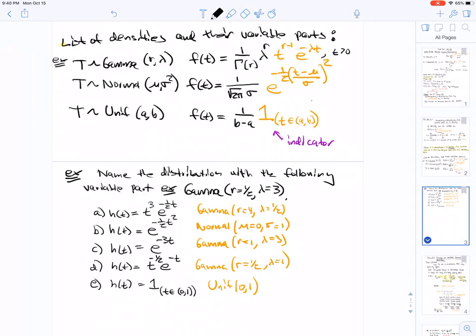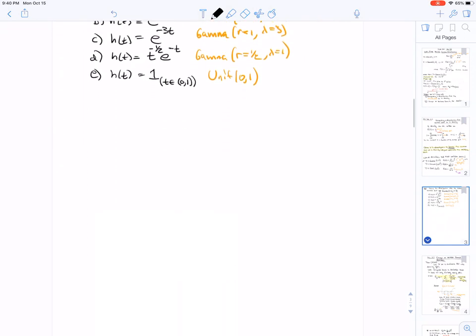And lastly, it's pretty clear that's the standard uniform.